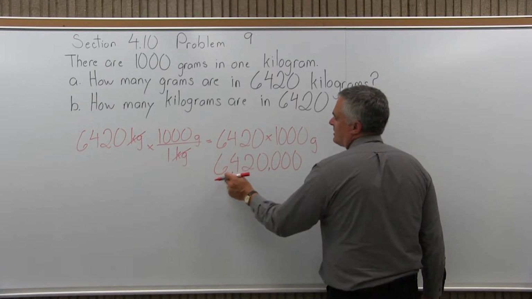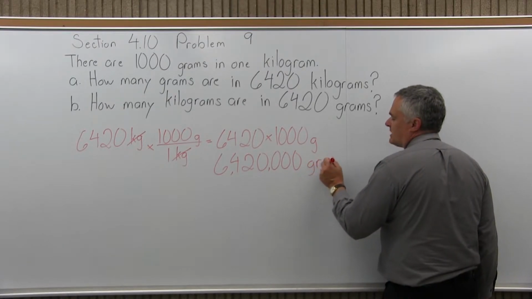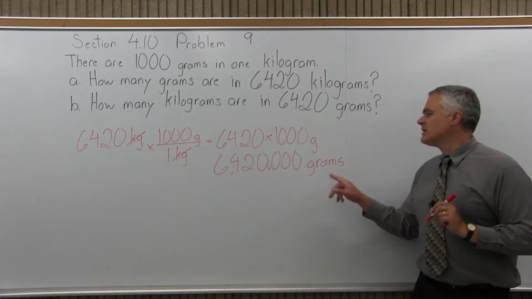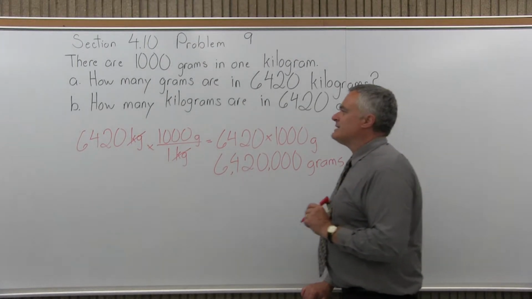It's 6,420,000, and you don't just put the number, you have to put the units of measure. That's the whole purpose of this section. And that's in grams. You could abbreviate it, that'd be okay. But I'll write the whole word out in the final answer, grams. That's Part A.